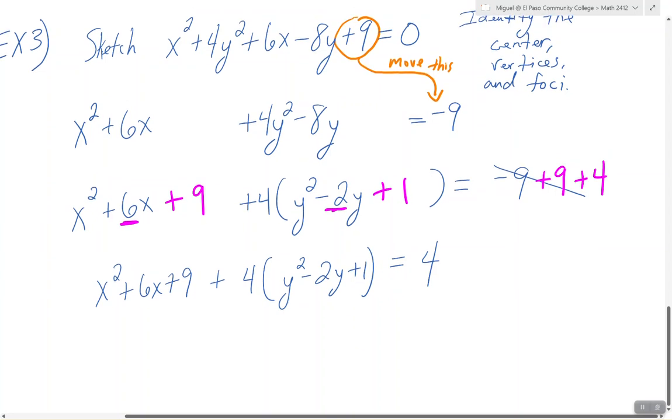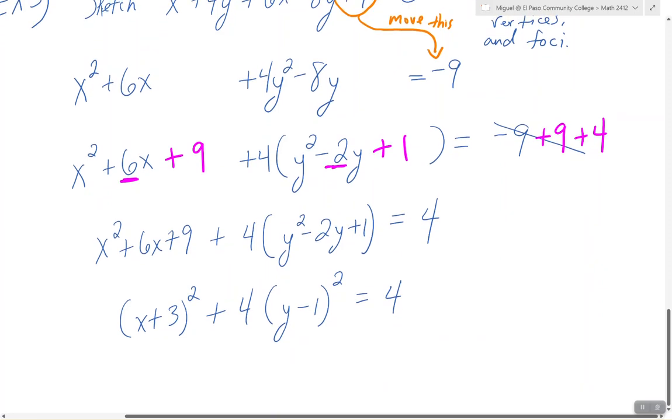Okay. Now we can talk about factoring. So this is now a perfect square. This is now a perfect square, so we factor them. We have x plus 3 squared plus 4 times y minus 1 squared equals 4. And you can kind of see, right, it's starting to get that look of the standard form little by little. So what's next?